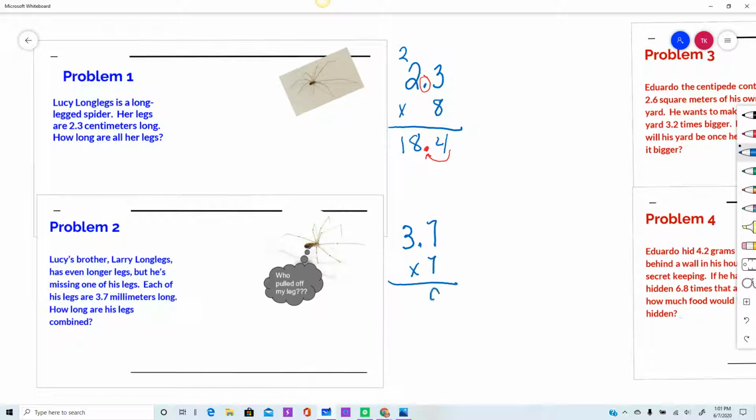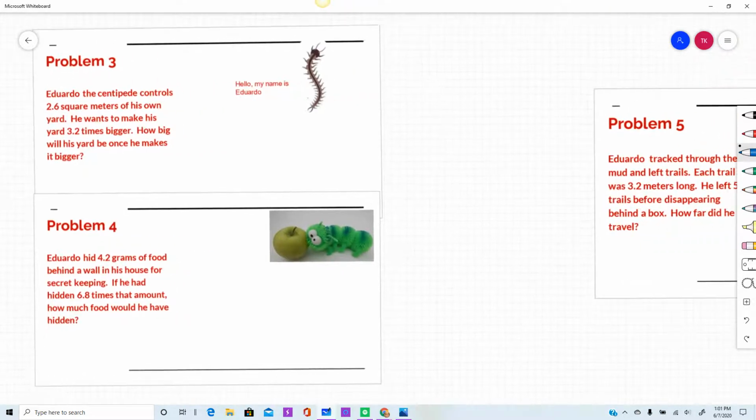7 times 7 is 49. Group my 4. 7 times 3 is 21, plus 4, 25. Again, I still have one decimal place, so my answer has one decimal place. Okay, let's go to the next set of problems.